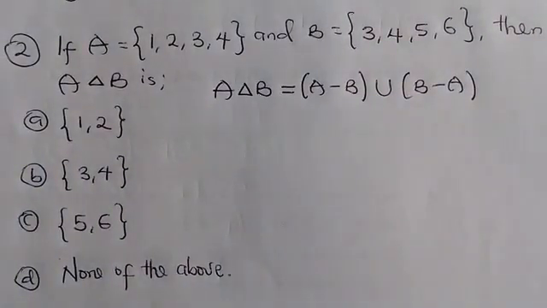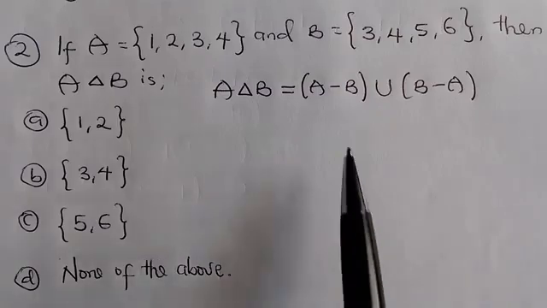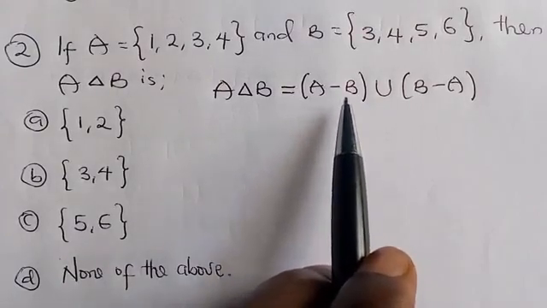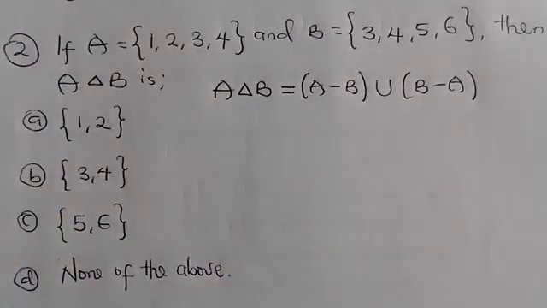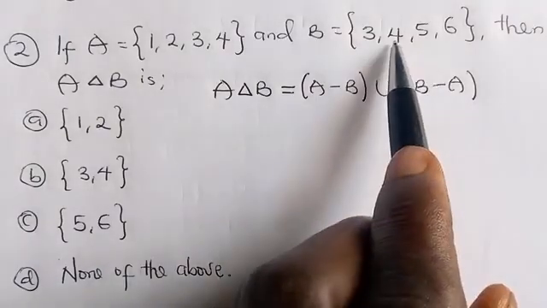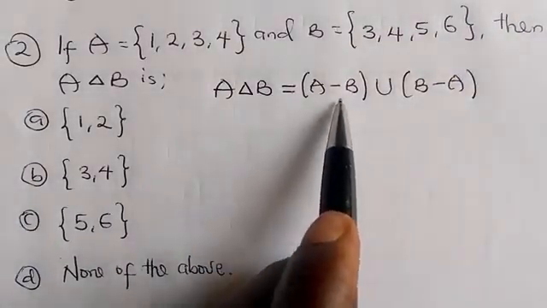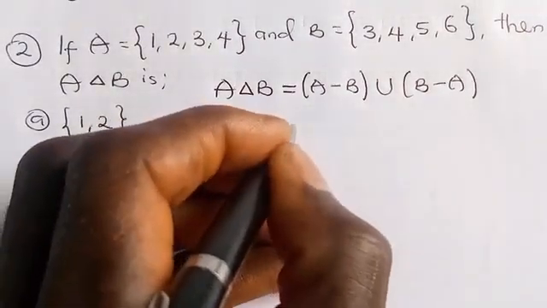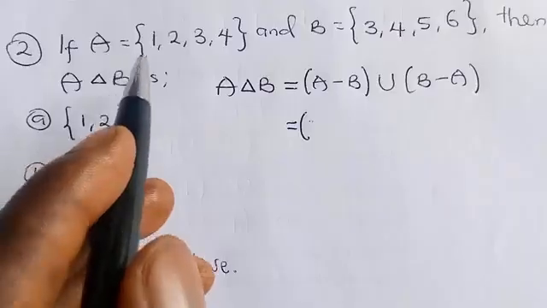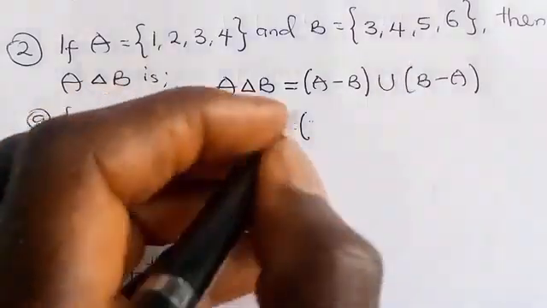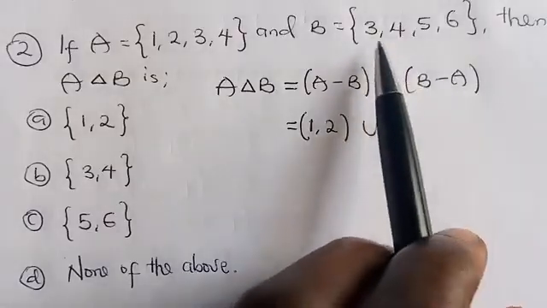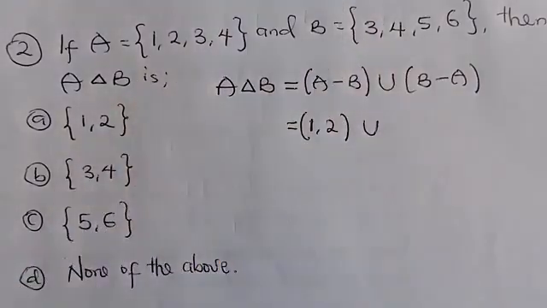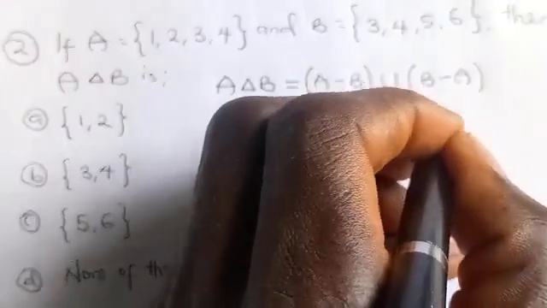So anytime you are asked to find the symmetric difference of two given sets, what you should be looking out for is the union between the difference of the first and the second set, and thereafter the second and the first set. So in this case, we have set A equal to 1, 2, 3, 4 and set B we have 3, 4, 5, 6. So the difference between A and B is what is present in set A but is not present in set B. Here we have 1 and 2, union B minus A, elements that are present in B but are not found in set A. And for that we have 5 and 6.